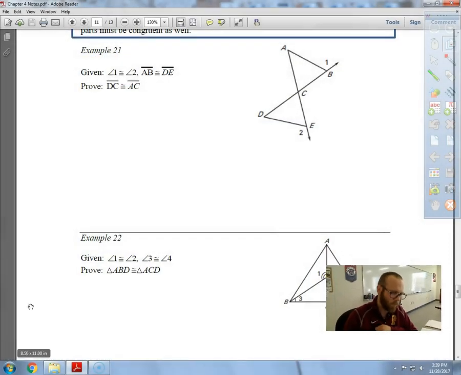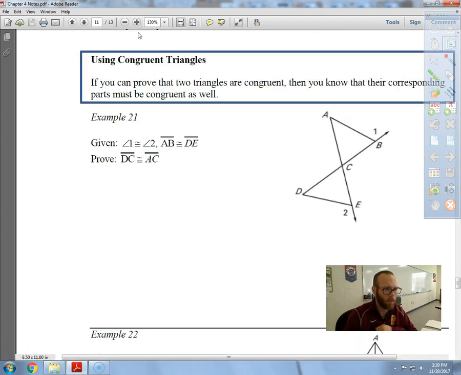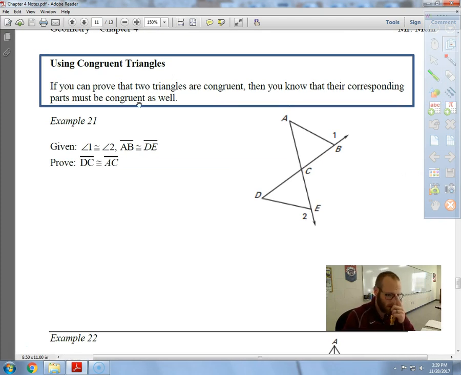So I want you to take a look in your notes, on this little blurb I put in here about using congruent triangles. If you can prove two triangles are congruent, then you know that their corresponding parts must be congruent as well. That's based on that definition of congruent triangles or congruent figures that we wrote at the beginning of the chapter. Okay?